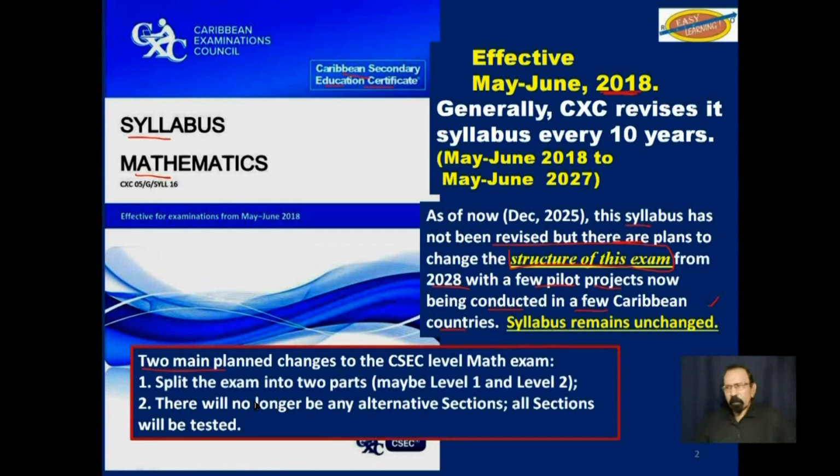The two main planned changes are: one, split the exam into two parts, maybe two levels, and secondly, there will no longer be any alternative sections. All sections will be tested.